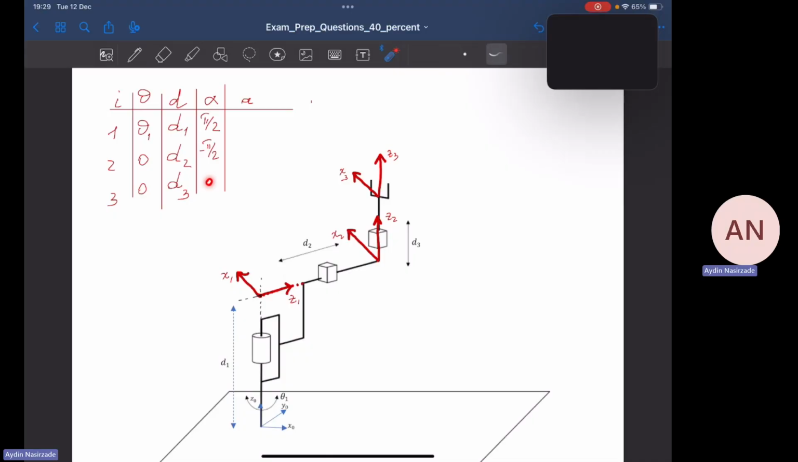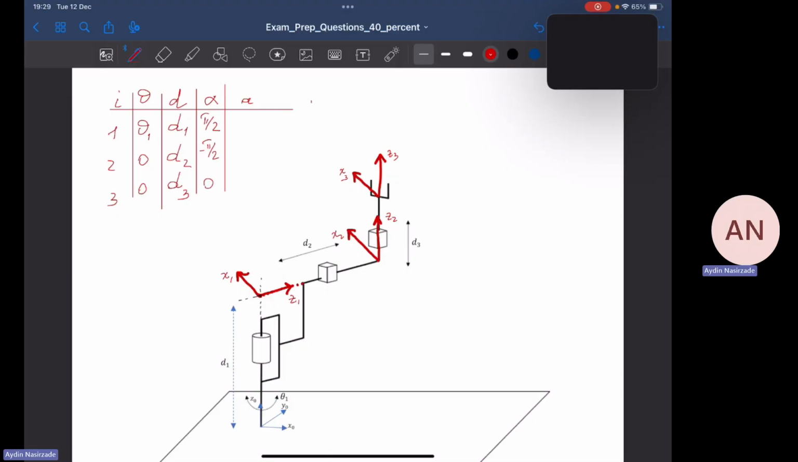Now, what else? Alpha 3. What about alpha 3? The question for alpha 3 is, around x3, how much do I have to rotate Z2 so that it can align with Z3? They are already parallel to each other. That's why they do not need any rotation. We do not need to rotate Z2 by any angles. That's why it's going to be 0 degrees for alpha 3.